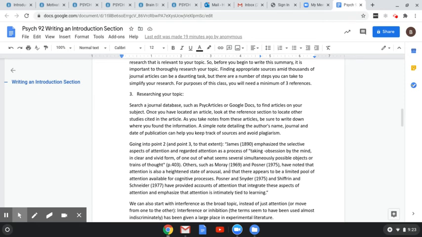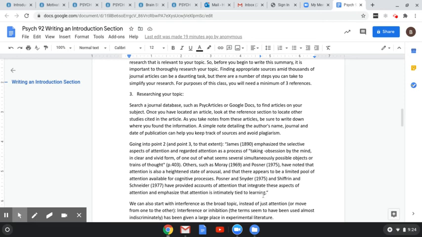Others, such as Moray, 1969, and Posner, 1975, have noted that attention is also a heightened state of arousal and that there appears to be a limited pool of attention available for cognitive processes. This would be a separate paper. This is Posner, just Posner in 1975. This one says Posner and Snyder from 1975, as well as Schifrin and Schneider, 1977, have provided accounts of attention that integrate these aspects of attention and emphasize that attention is intimately tied to learning.